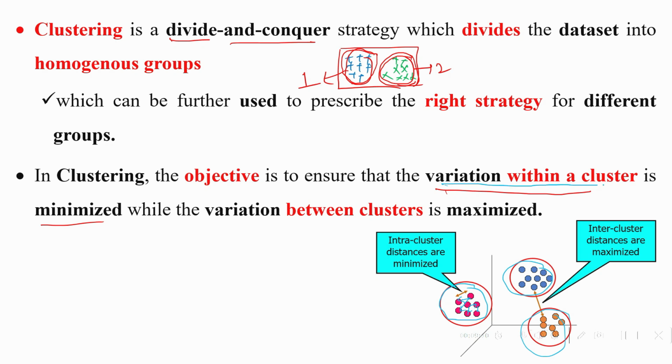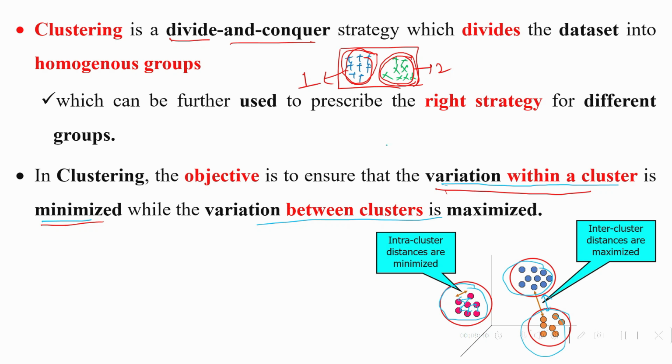The objective of clustering is that the variation within the cluster is going to be minimized, while the variation between the clusters is going to be maximized. The distance between one cluster and another cluster is going to be maximized. The distance between one element in one cluster and one element in the other cluster is going to be maximized. That is called inter-cluster distances are maximized. So these are the two important principles of clustering.